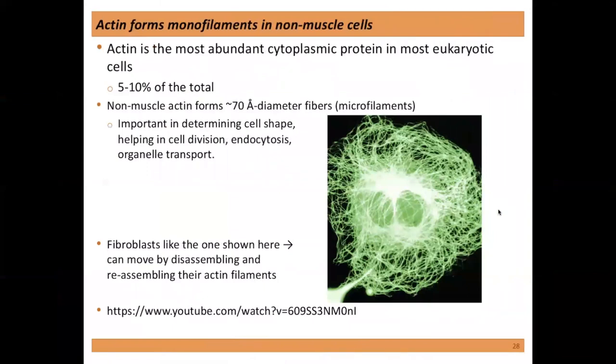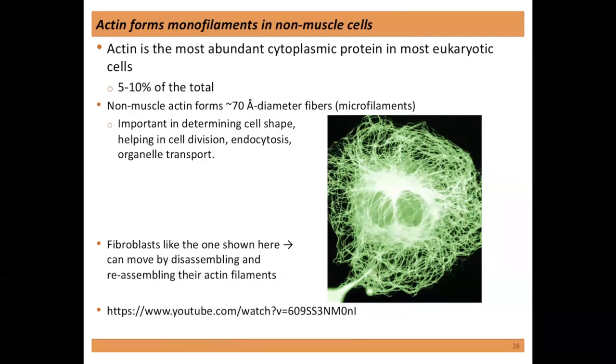So something else that's interesting about actin, as I said before, it's the most abundant protein in the cytoplasm in eukaryotic cells, like 5 to 10% of the total protein in there. And so actin can be used for other things. So you have non-muscle actin, and it can form 70 angstrom diameter fibers, which are known as microfilaments. And these are important in determining cell shape. They help in cell division, pull your chromosomes apart, endocytosis, when a cell takes in something, and organelle transport.